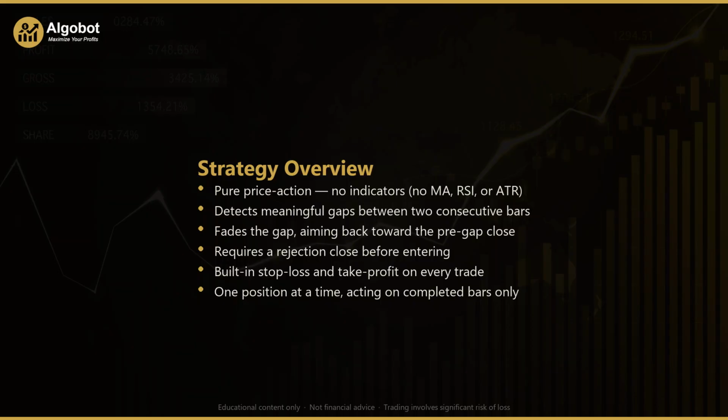It also includes a confirmation requirement, so it doesn't enter the moment a gap appears. It waits for the gap bar itself to show a rejection, closing back against the direction it jumped, which suggests the initial impulse is already fading.